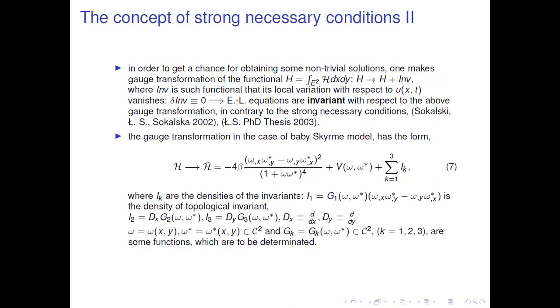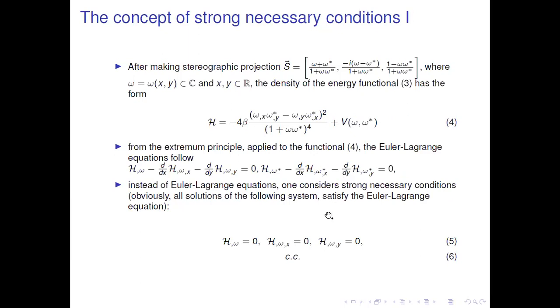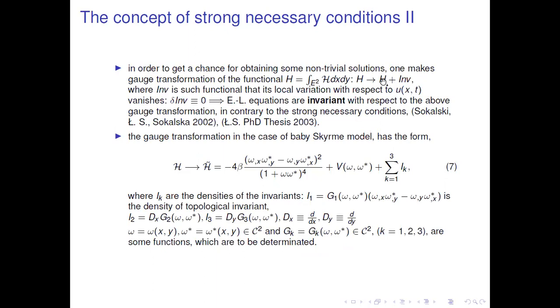So in order to avoid such a situation, we make a gauge transformation of the functional in such a way that it does not change the Euler-Lagrange equations, however, it changes the strong necessary conditions. So we have to add to the original functional a so-called invariant. An invariant is such a functional that its local variation with respect to U vanishes. So the Euler-Lagrange equations are invariant with respect to this gauge transformation, in contrast to the strong necessary conditions, because these last ones change. So we observe how this works in the case of the restricted baby Skyrme model.